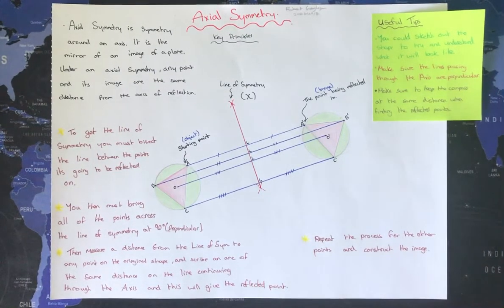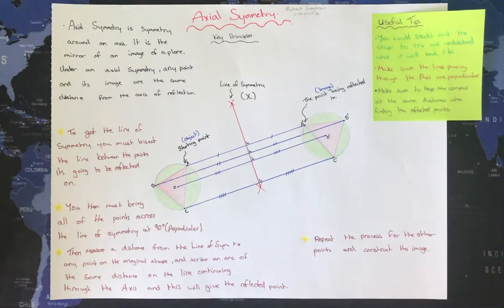Axial symmetry is a part of transformation geometry. Axial symmetry is a symmetry around an axis. It is the mirror image of a plane. Under an axial symmetry, any point and its image are the same distance from the axis of reflection.